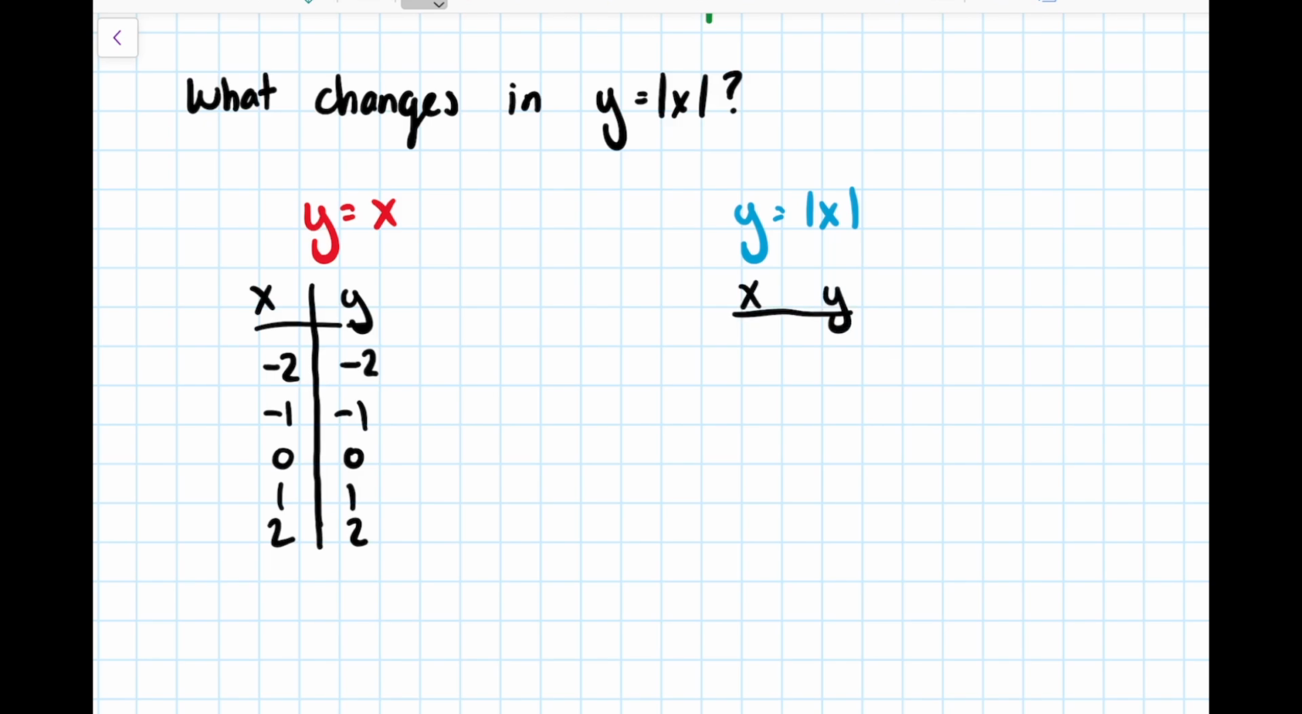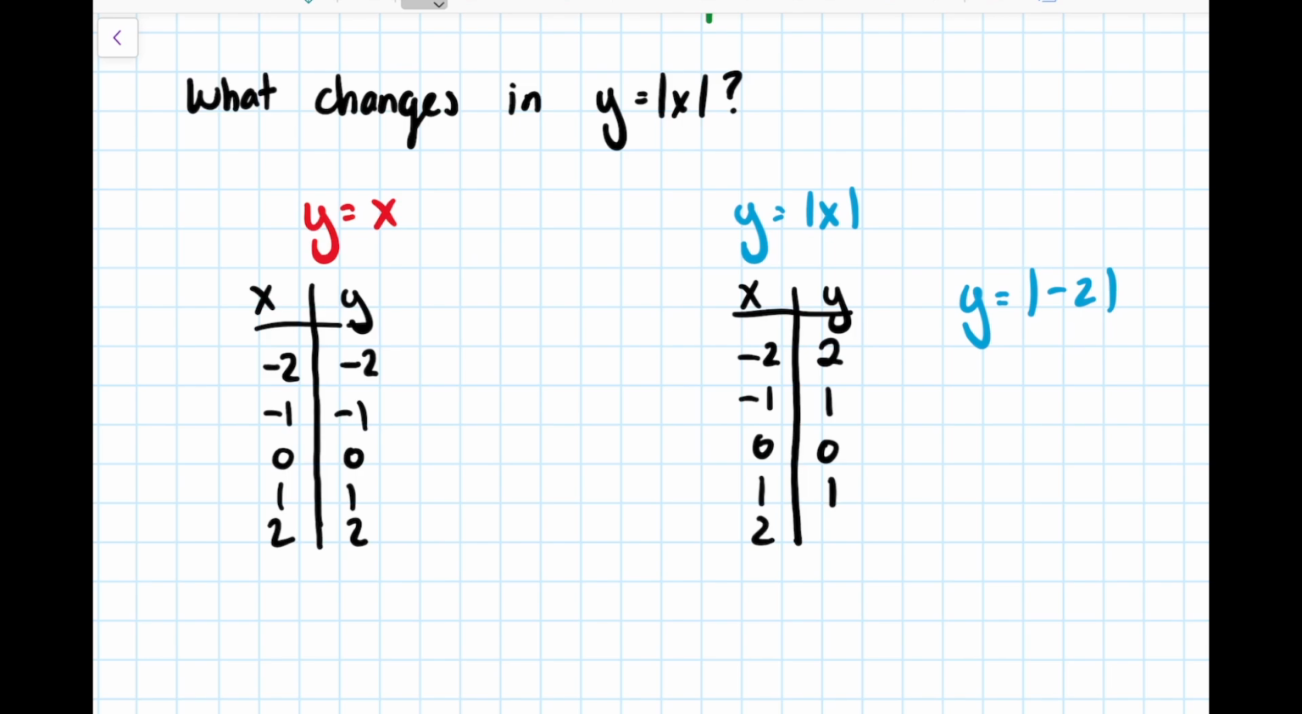We're going to use the same x values, right, because we're using the same little graph. So -2, -1, 0, 1, and 2. If you plug -2 in there, well, y equals the absolute value of -2 is going to be +2. So when x is -2, y is +2. When x is -1, y is +1. When x is 0, we get 0. And for those bottom two, when x is 1, y just stays as 1, because remember the absolute value of a positive doesn't change. And same for 2. And so we end up with those.